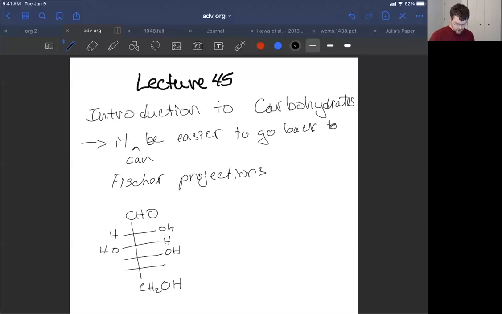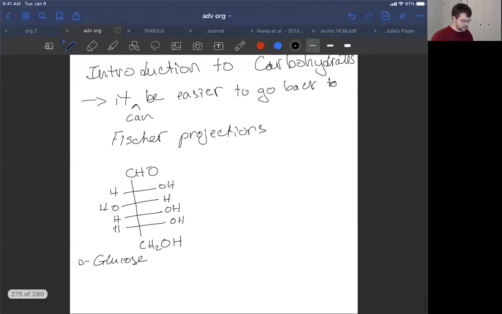And so the Fischer projection is helpful because we can just remember whether or not the OHs are on the left or the right. I just remember it goes, everything's on the right except the second one, which is on the left for the molecule glucose. So this would be the dextrorotatory glucose as a Fischer projection.